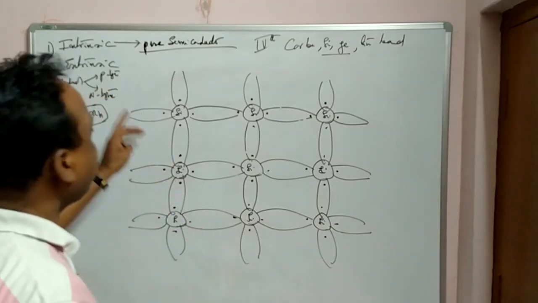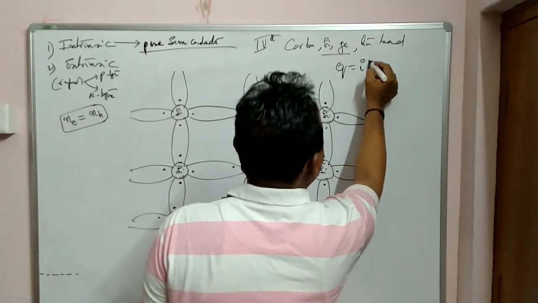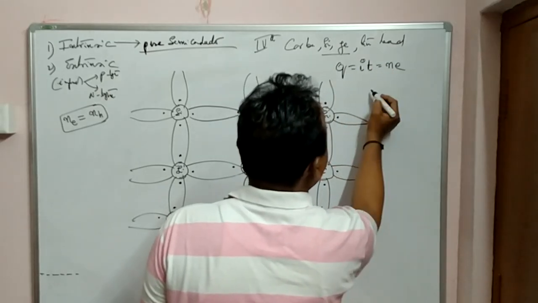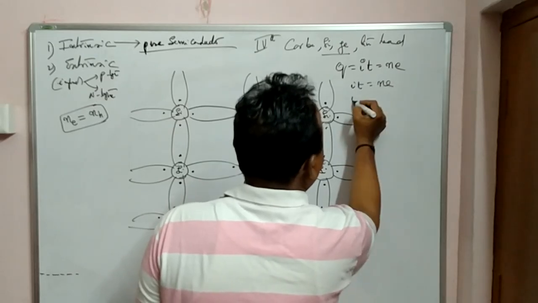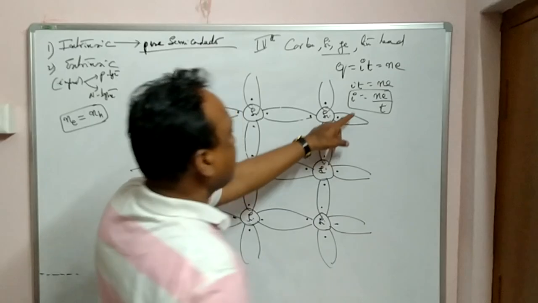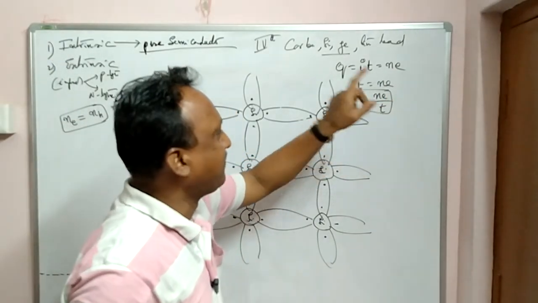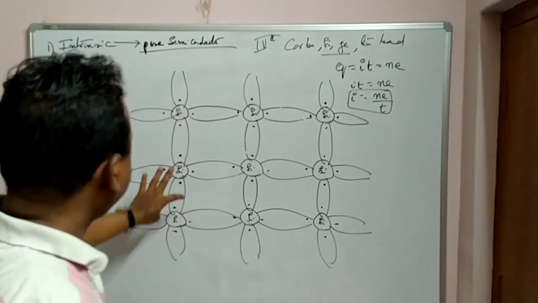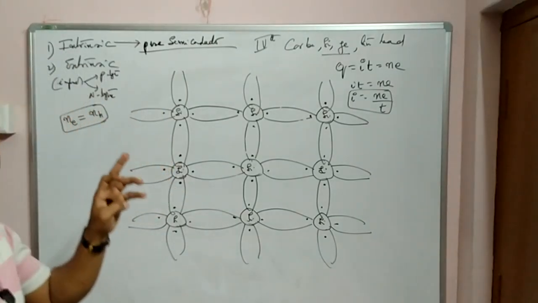And we already learned in current electricity what Q is. Q is equal to IT and that is equal to NE. Let IT is equal to NE, or I is equal to NE by T. Strength of current is equal to number of electrons into electron charge by time taken. So in this case of pure semiconductor, number of electrons is equal to number of holes.